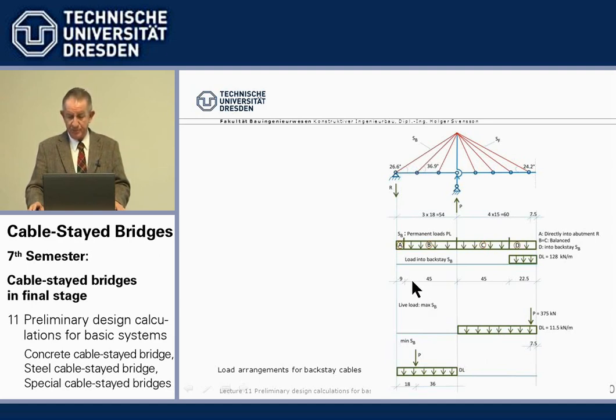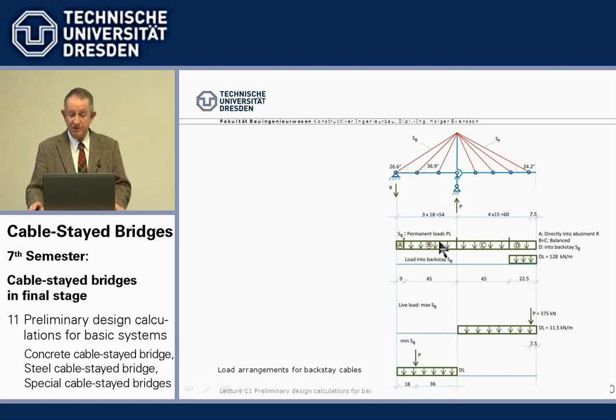They have three types of loading. The dead load is of course always over the full length of the bridge, but is split up in parts. We come to that in the next slide, for those dead loads which are governing for the backstays.